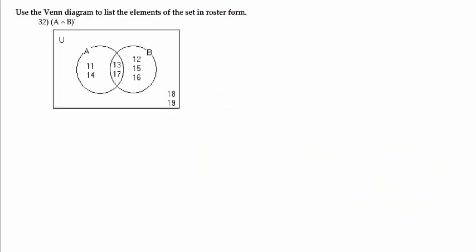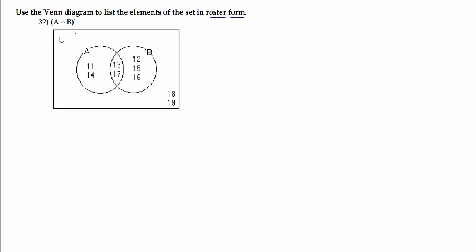Number 32, we're asked to use the Venn diagram to list the elements in the set in roster form. So the roster form says, just list them out. I'm going to do a couple variations on this one. First, let's look at this particular set. We want to find A intersect B complement.